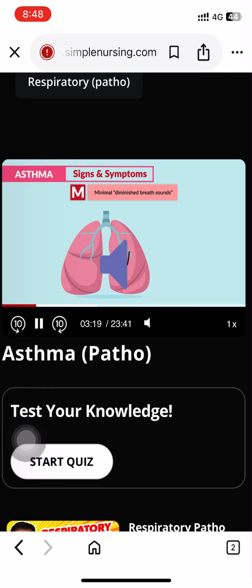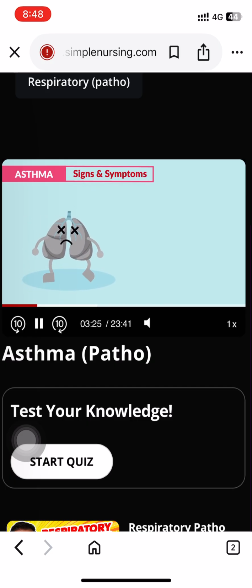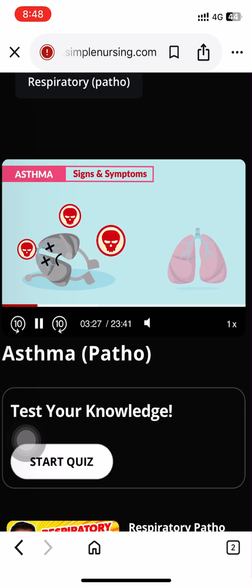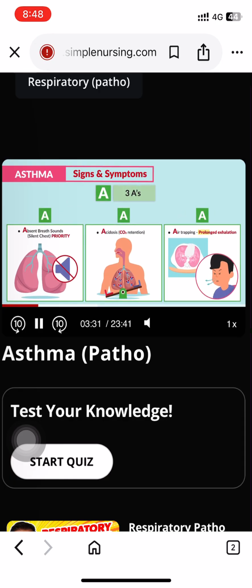M is for minimal or diminished breath sounds. Now, this next part you need to write down. For the key signs of deadly respiratory failure and deadly status asthmaticus, just think of the 3 A's here. So our first A is for absent breath sounds. This is known as a silent chest. Now, this is priority. Write this down.